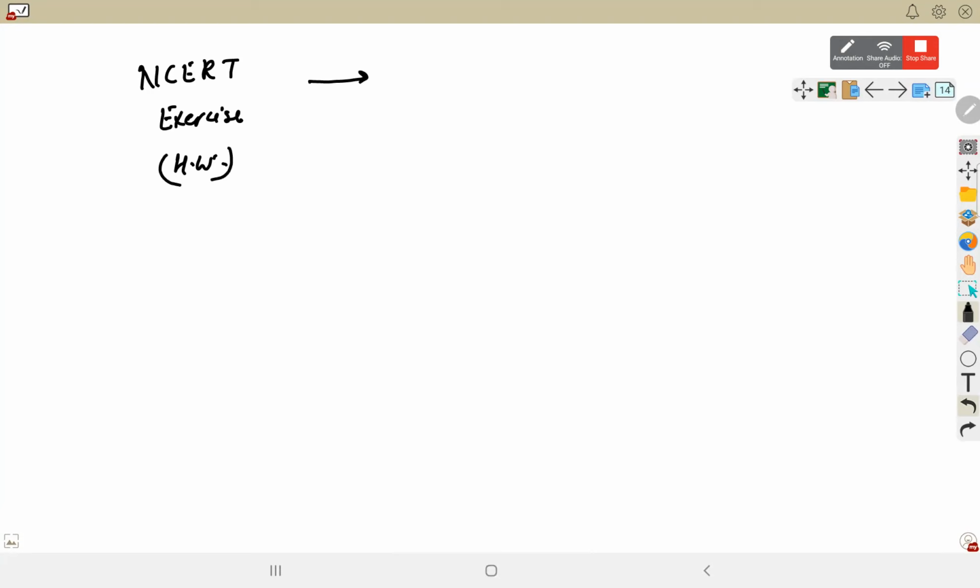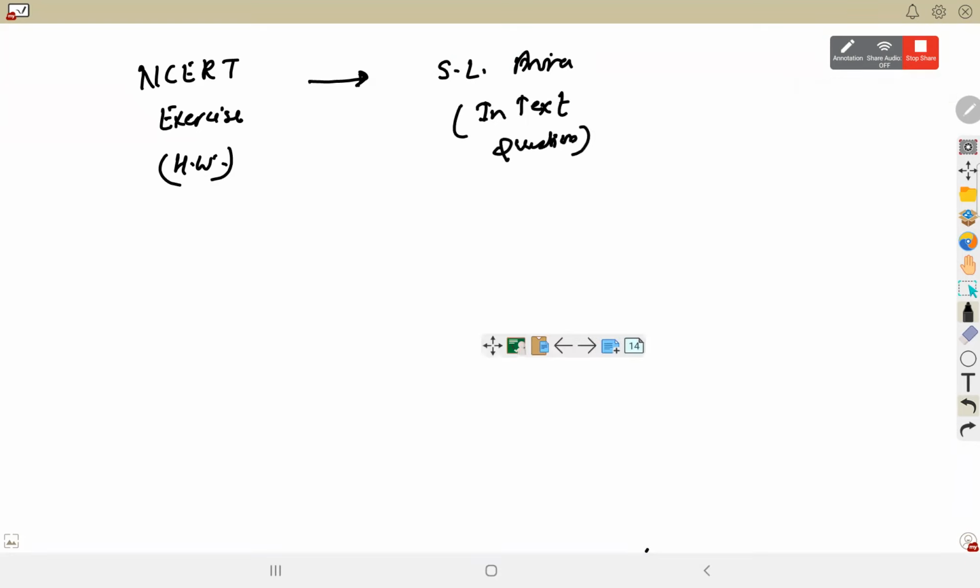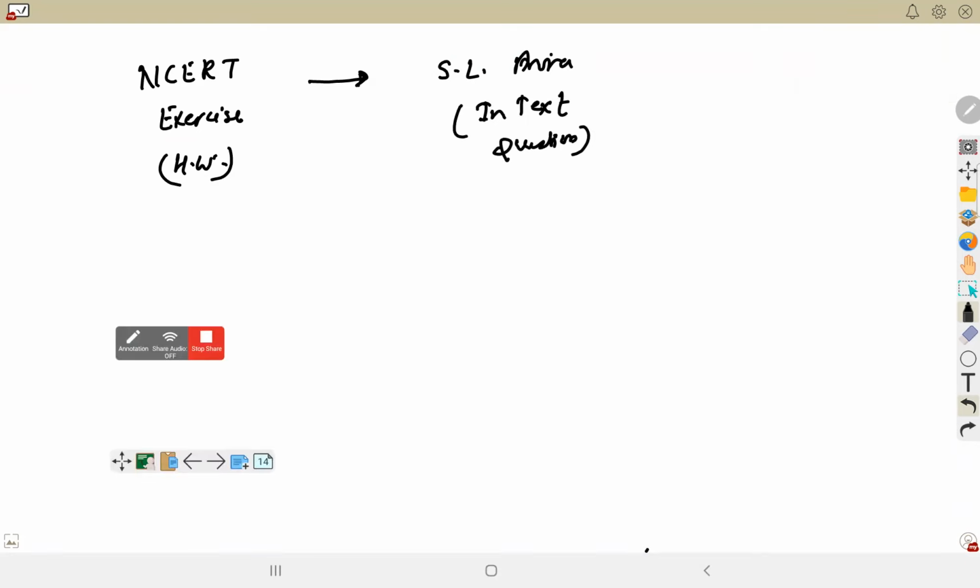Reading the NCERT is mandatory. You can read if you want to, otherwise it's okay. Chapter 1, yes, I'm talking about chapter 1 because chapter 1 is completed now. SL Arora, the in-text questions, it is just for you to make comfortable of each topic. If you are not comfortable by solving 2-3 examples, to gain the momentum, to gain more confidence, you can solve either all or at least 50% questions from the exercises in the SL Arora.